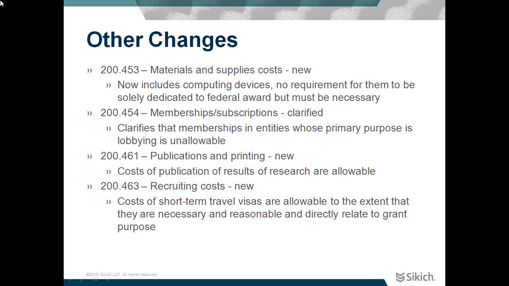Publications and printing. The cost of publication of research results is now allowable, provided that those results are available prior to closeout of the grant. And finally, recruiting costs, which we covered a little bit already, but again, this is a new requirement. The cost of short-term travel visas are allowable to the extent that they are necessary and reasonable and directly related to the grant.